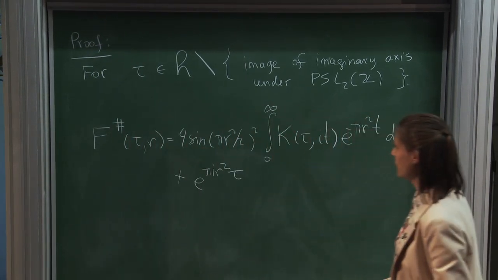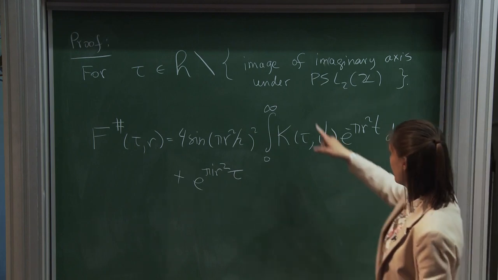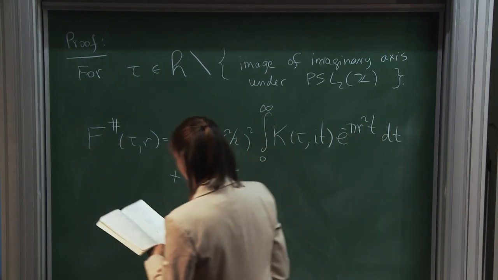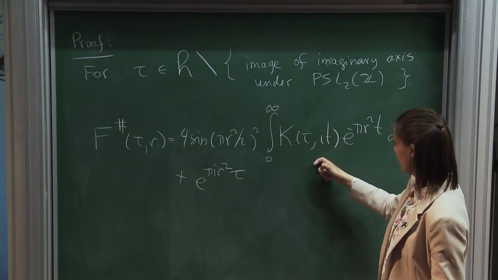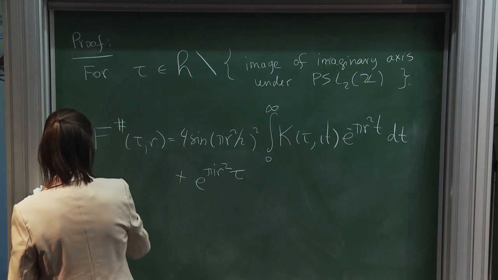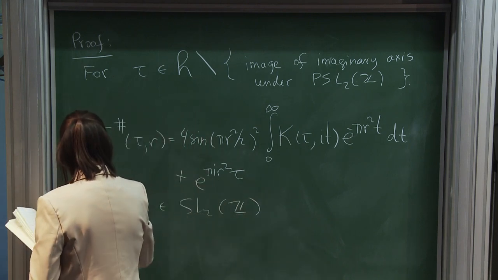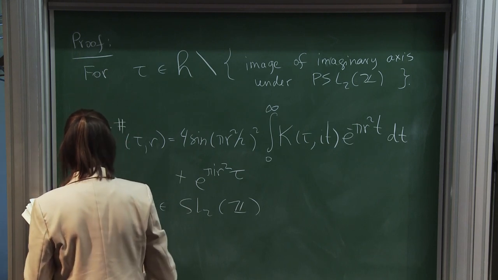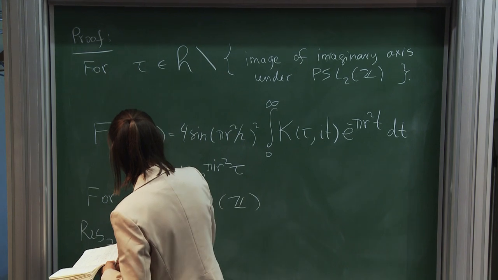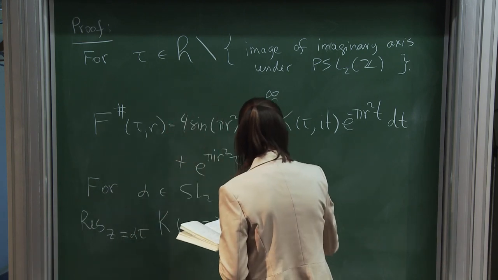And so now what we see is that this function f sharp will be a piecewise holomorphic function. So it will be holomorphic everywhere except on these images of the imaginary axis. And then on those images, it will have some jumps. And the jumps, of course, will be controlled by the residues of k and this function here. And so now what we know is that for every alpha in SL2Z, we look at the residue, with tau as a fixed number and z as a variable, and we want z to approach the alpha translate of t. Then we know that this residue will look like this.